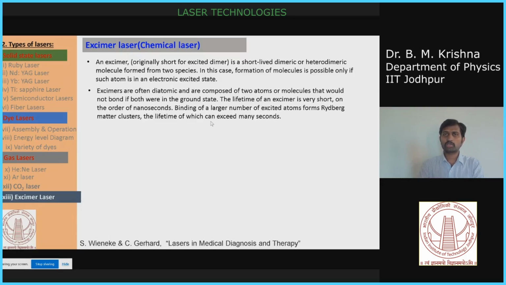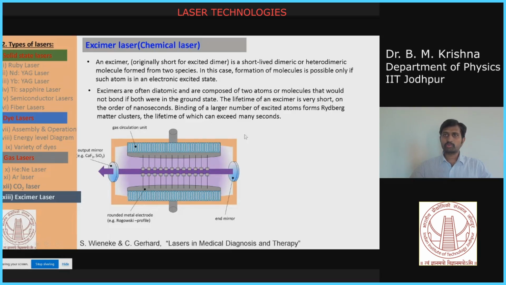Then you have expected lifetimes that can be increased up to seconds. So now this is the typical schematic of an Excimer laser. These two are our end mirrors. This is a 100% or close to 100% highly reflecting mirror, and this is your partially reflecting mirror. Now you have a chamber created with gas inlets, okay.